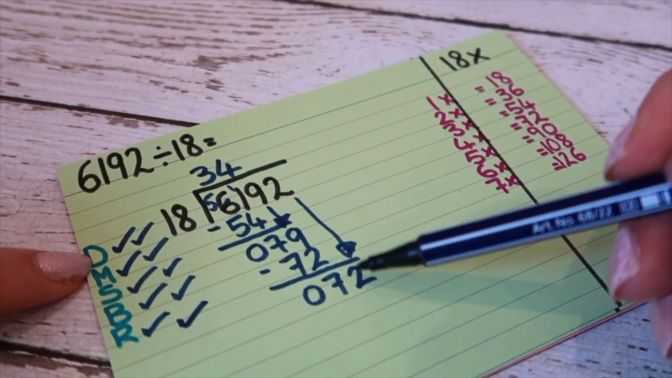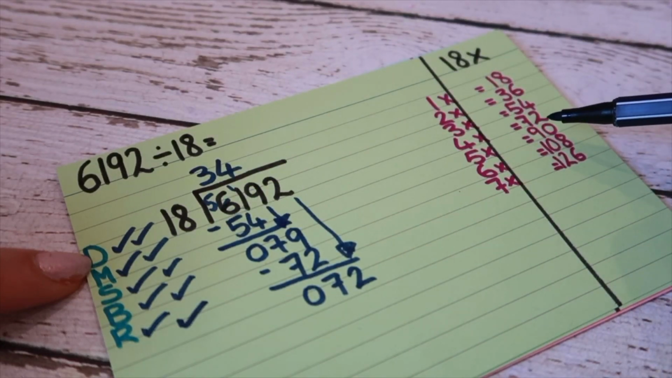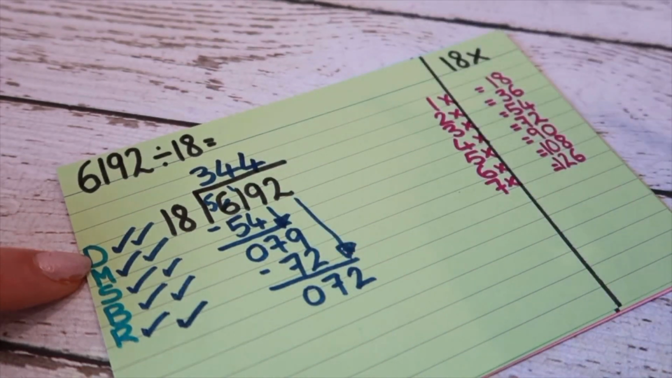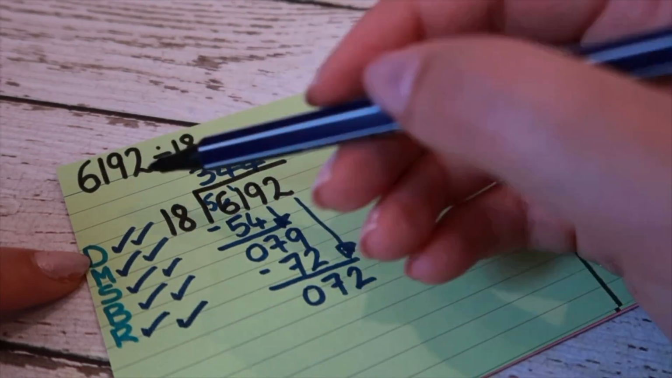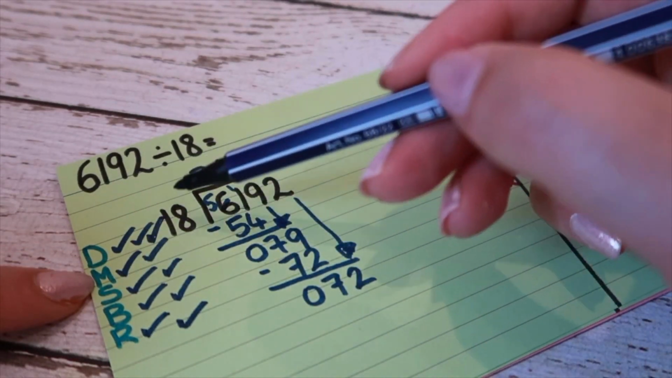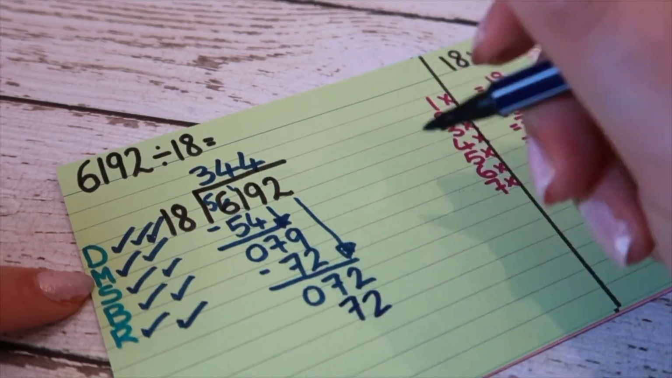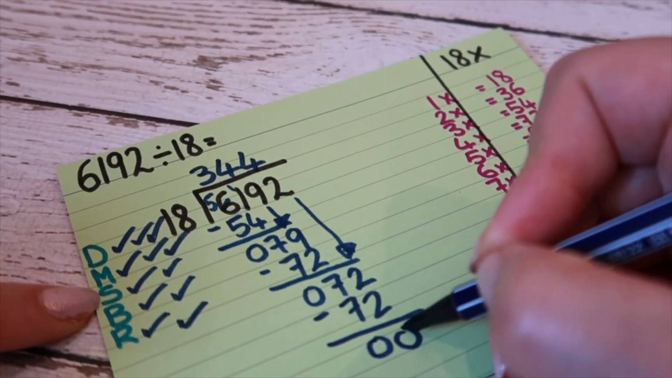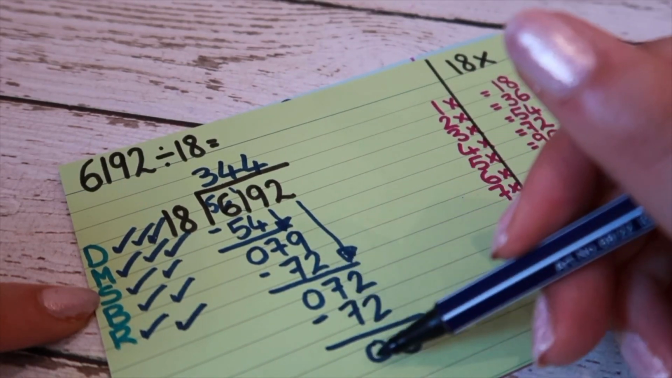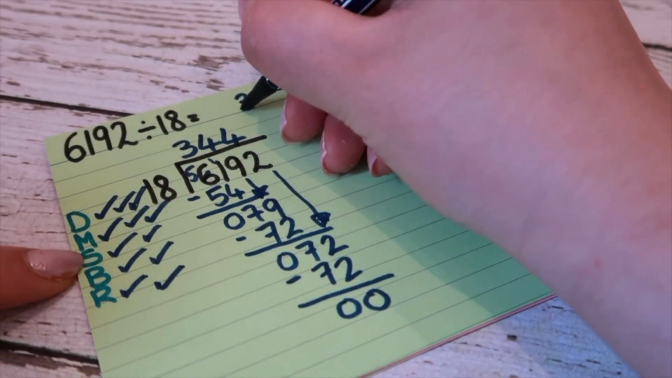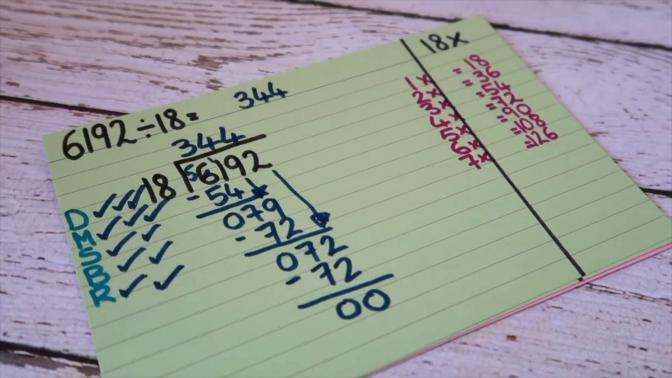So I'm back at D dividing. So 72 divided by 18 is equal to 4 exactly. 4 times 18 is 72. So because I've divided, I'm just going to multiply it. So M for multiply, 4 times 18 is equal to 72. And I'm going to subtract. 72 take away 72 is equal to 0. And there's nothing to bring down. So that means that I've finished my question. So the answer to 6,192 divided by 18 is equal to 344.